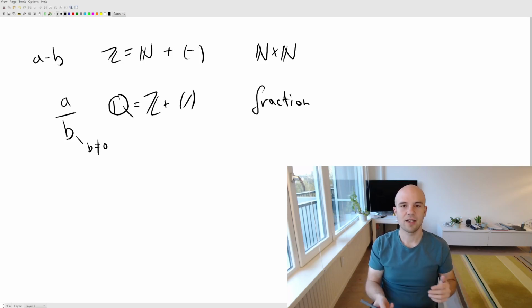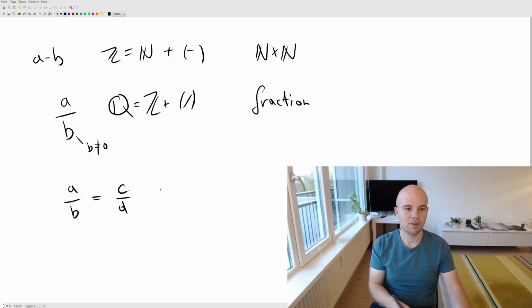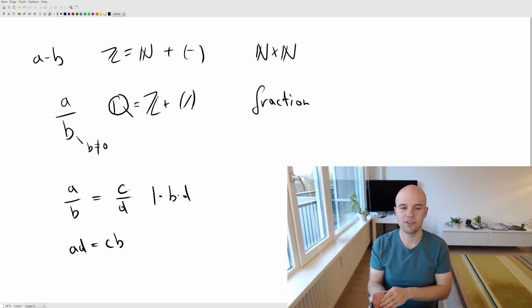We first define an equivalence relation on fractions that tells us when 2 fractions should be equal. So we're wondering when should a over b be equal to c divided by d. And we'll do this using the same trick as before. We multiply both sides by b and d. And then we get that a times d is c times b as the appropriate equivalence relation on fractions. Note again that this is really just an equality that is defined in terms of integers.